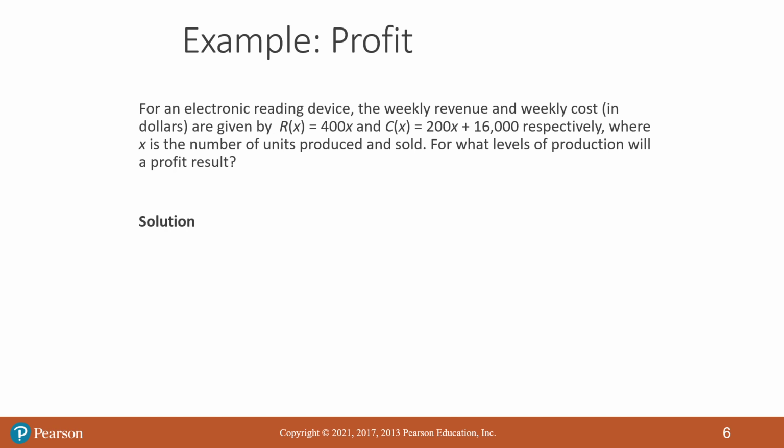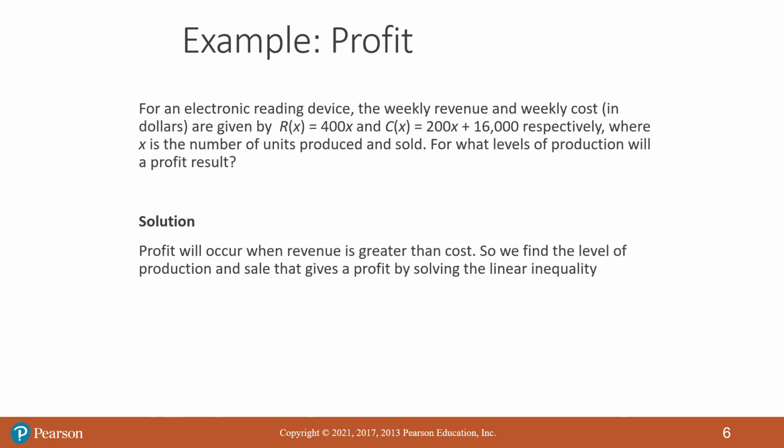Okay. Now, in order to solve this problem, we have to have a little bit of common sense here and know that in order to have a profit, our revenue has to exceed our cost. So a profit will occur when revenue is greater than cost. So we find the level of production and sale that gives a profit by solving the linear inequality. The linear inequality we're going to solve is R of x needs to be greater than C of x.